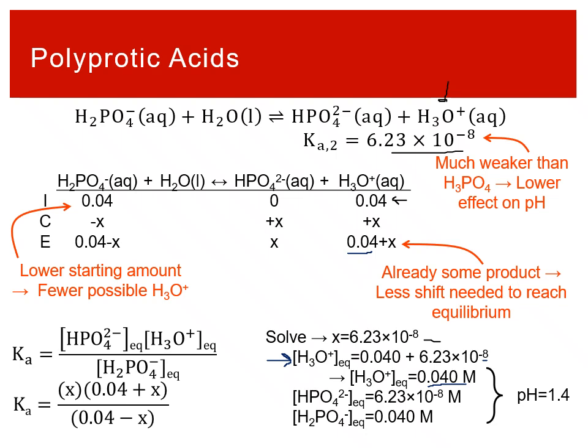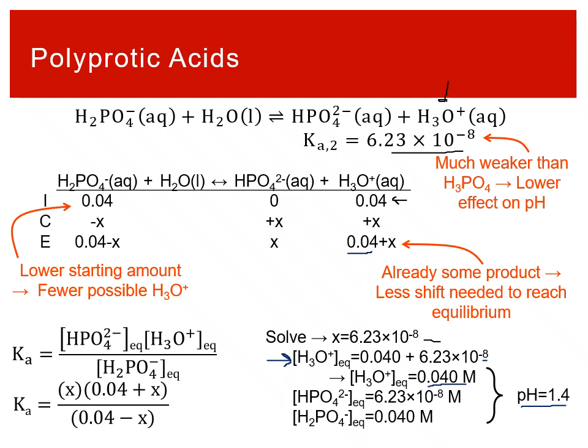So the purpose of this is to show that because it's a sequence of deprotonations, the second or third deprotonation is so minimal. It's a weaker acid. There is less of it. There is already some hydronium, so the shift to reach equilibrium is smaller. All of those things work against it, such that anything after the first deprotonation doesn't matter. The pH was 1.4 after the first step. If you had just ignored this second step, solving this requires more work, and our answer hasn't changed. What is the pH of the solution? It's still just 1.4.